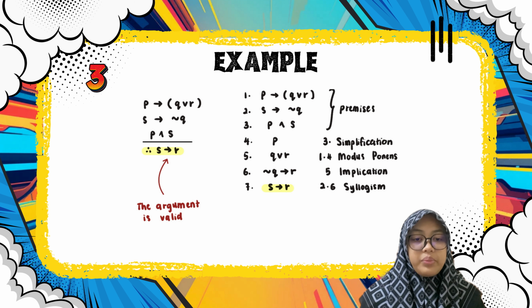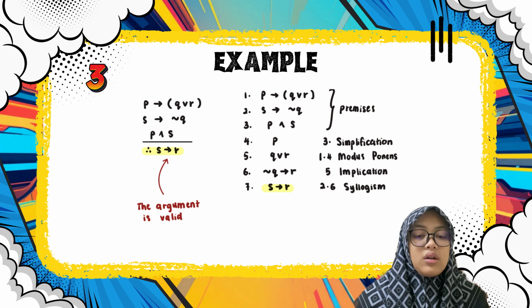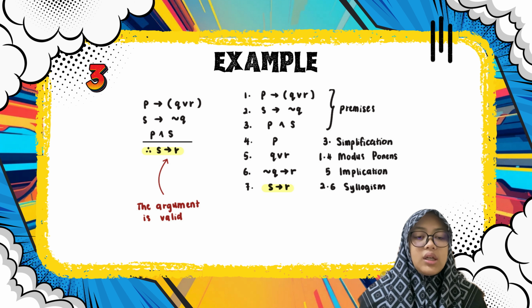we got P. And from 1 and 4 we will use modus ponens and we got Q or R. And from number 5 we're using implication and we got negation Q implies R. And from number 2 and 6 we use syllogism and we got S implies R. So the conclusion is the same and the argument is valid.